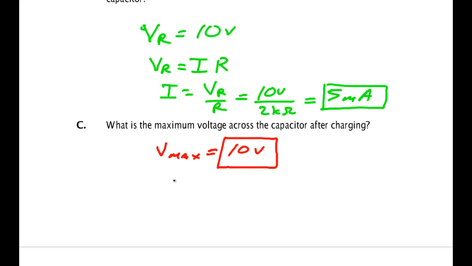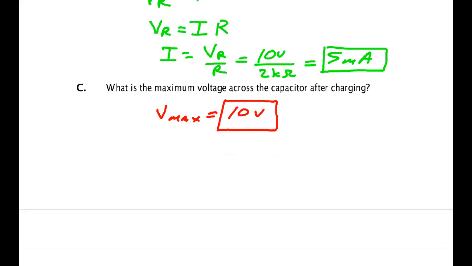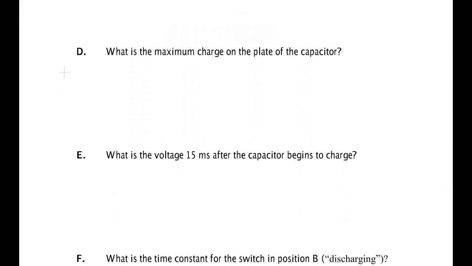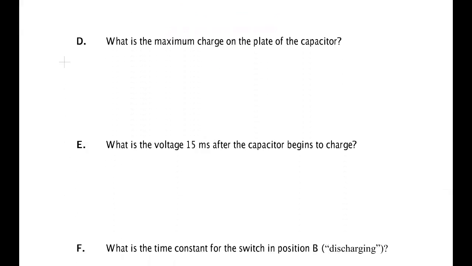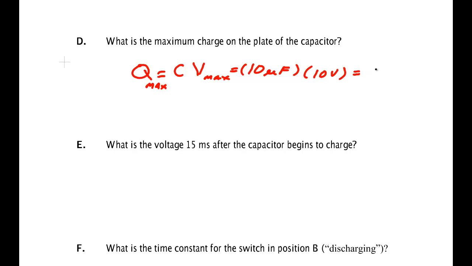Now, if you know the maximum voltage, you could be asked to find the maximum charge on the plates. So what's the maximum charge on the plate? Well, Q is equal to capacitance times the voltage, and so we're looking for the maximum charge that occurs when you have the maximum voltage. We have 10 microfarads times 10 volts, which is 100 microcoulombs.